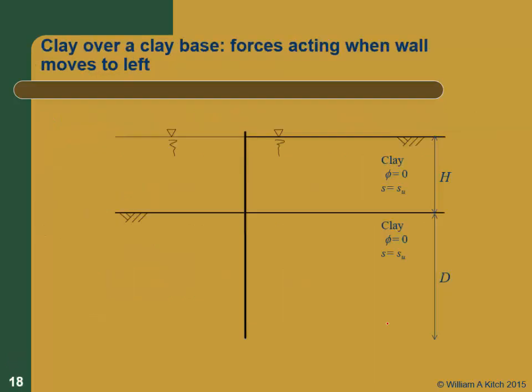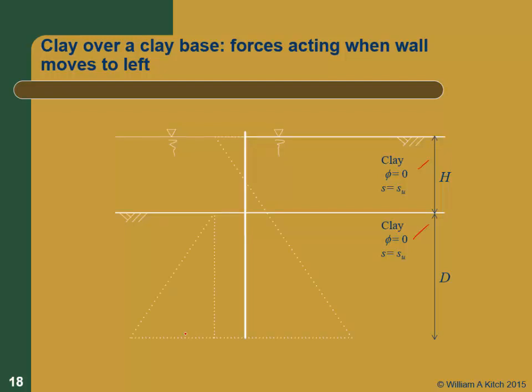So let's talk about the undrained phi equals 0 analysis then. In this case, I've got a clay soil over a clay soil. I've got phi equals 0 conditions in both. I could have different undrained shear strengths in them. I think I do this example with a single undrained shear strength, but you can do it with 2. It's not that hard.